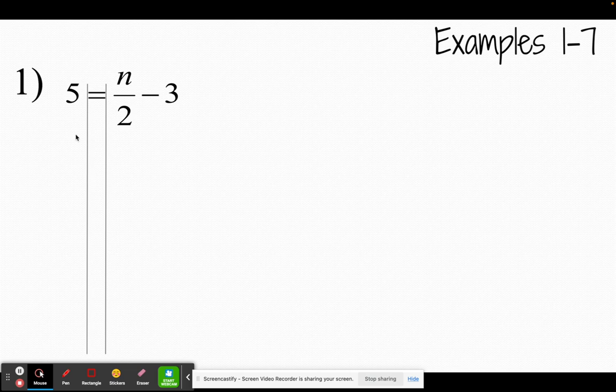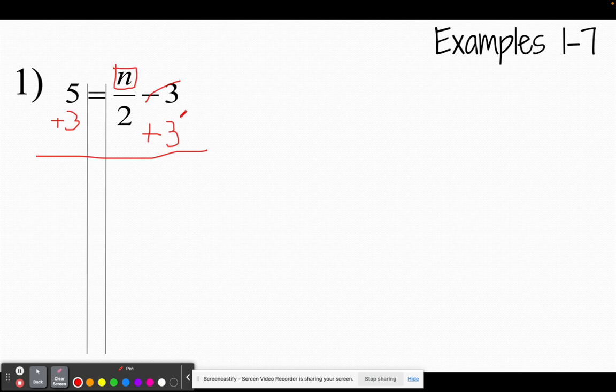Okay, I have another problem now. This is example, well, it says examples 1 through 7. I need to get rid of this minus 3. So we will add 3 to both sides, because again, my goal is to get my n by itself. Minus 3 plus 3, those are opposite, so they cancel to 0. I'm left with n divided by 2, or n over 2, equals 5 plus 3, or 8.